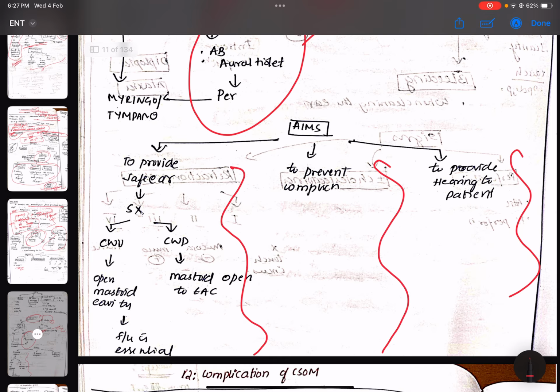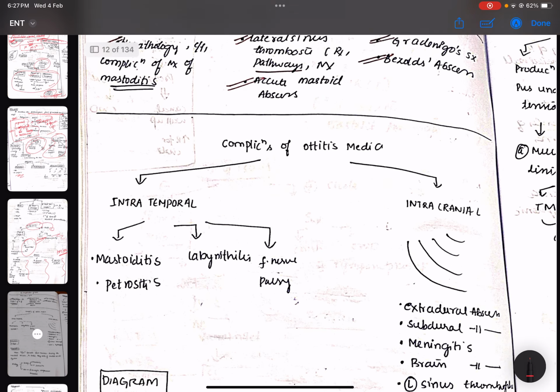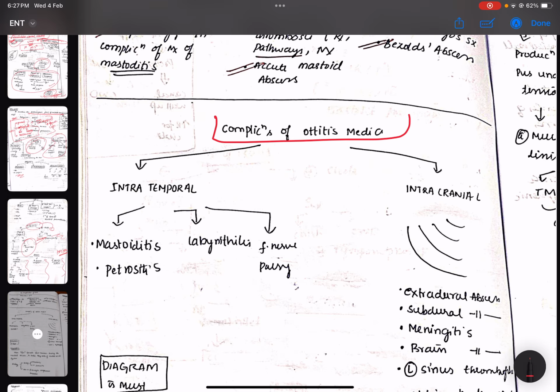Again, if it's a 10 marker or 5 marker, you have to start by writing the aims. So what is your aim? For example, what do you want to do or achieve? Again, the continuation of it, complications of otitis media. Again, this is the major part. It's a probable 10 marker or 5 marker itself.